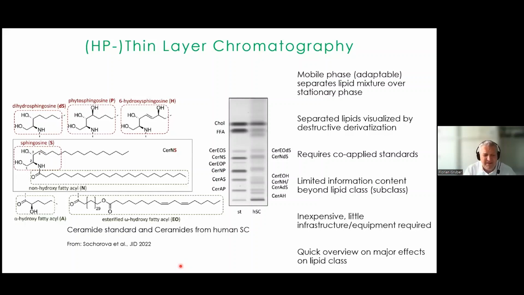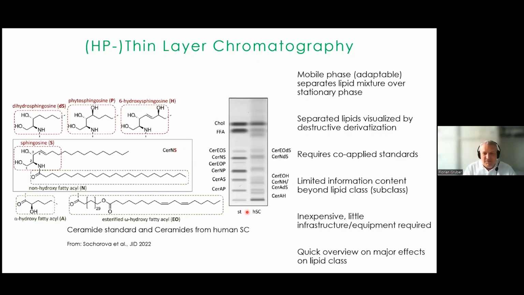By adapting the mobile phase, you can determine which spectrum of the lipids, for example, from the polarity, is separated best by this method. These separated lipids, as you see them, are usually visualized. You burn the whole thing, so it's called a destructive derivatization, using an acidic copper sulfate solution, and you then char it in heat, and then you get this coloring.